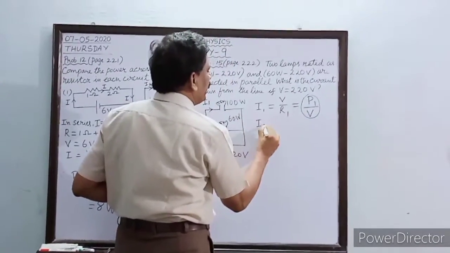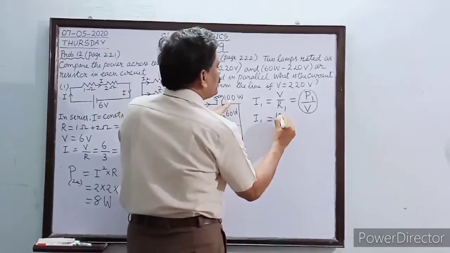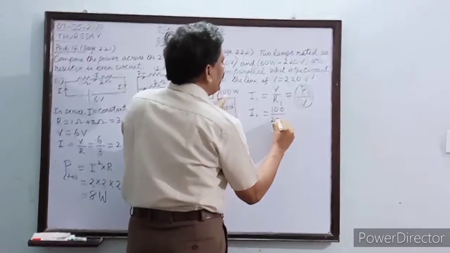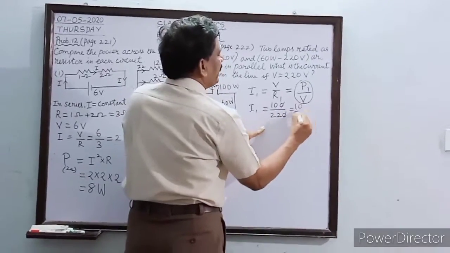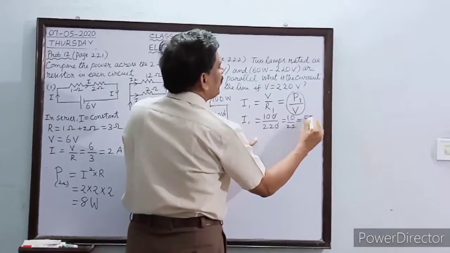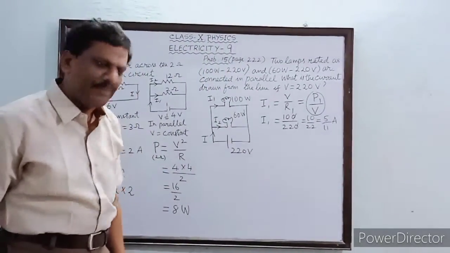So I1 is equal to, the power of the first bulb is 100. Substitute. So this is 100 divided by 220. The 0 gets cancelled. This is 10 divided by 22, and this is equal to 5 divided by 11 ampere. 5 by 11 ampere. Good.